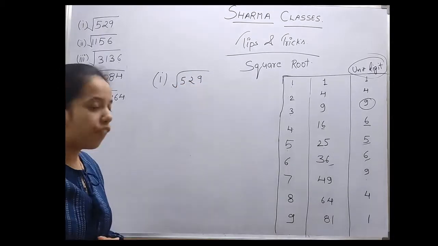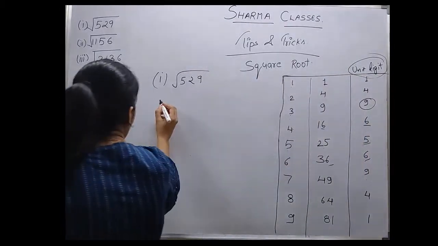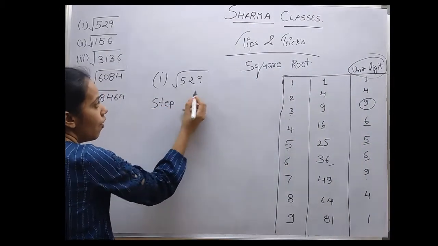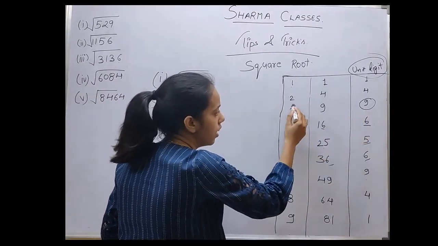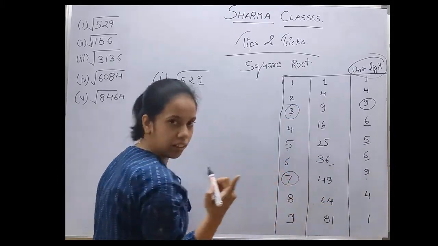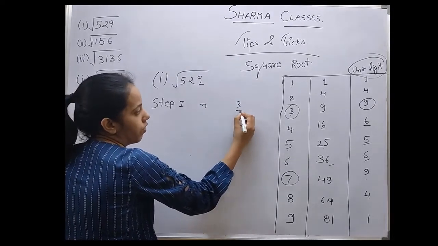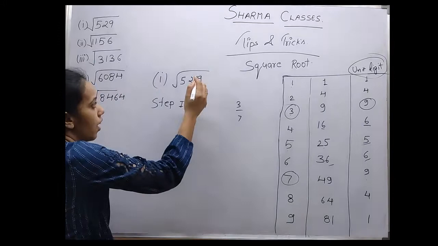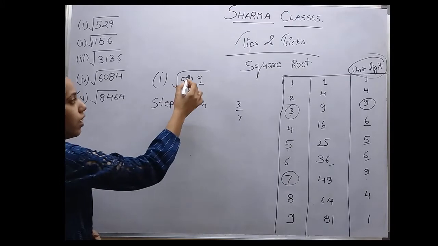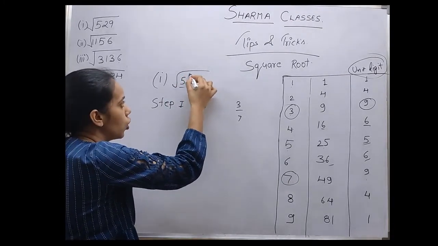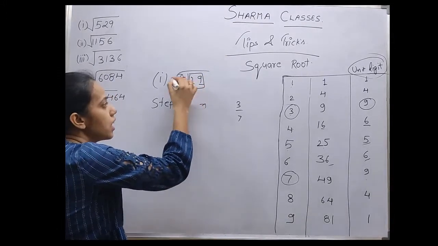529. To find the perfect square root of 529, what do we do? Our first step is we focus on the first digit, 9. Where do we find 9 in this table? 3 and 7. So step 1: 3 and 7. Now we focus on the hundreds place value. We cut the last 2 digits, and the remaining digit is 5.